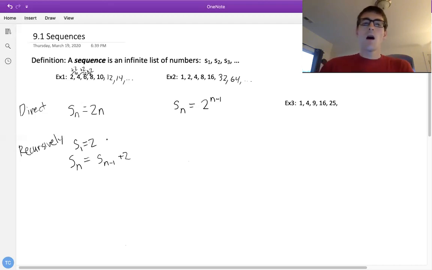Cool. Really quickly moving on here, with example 2, let's say we want to define our first term to be 1, so we'll say S1 is 1. We may also want to say that the procedure for getting the next term isn't going to be adding 2 anymore, it's going to be multiplying by 2. So we could say that Sn is the previous term times 2.